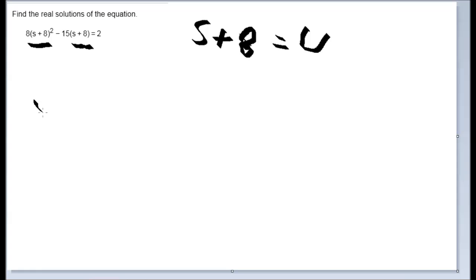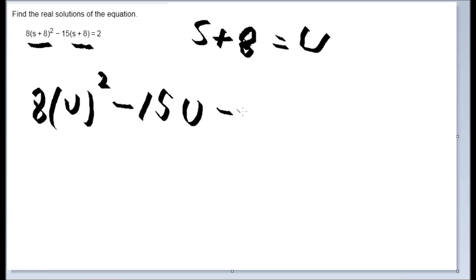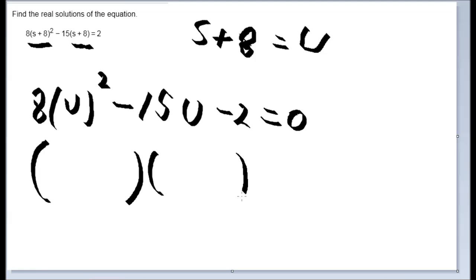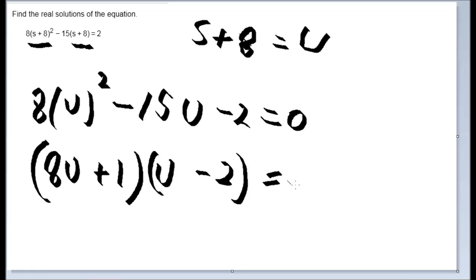Okay, so what I have here is 8 times u squared, because u is s plus 8, and then minus 15u. And I'm going to put a minus 2 here equal to 0 because I just moved the 2 to the other side. Now you can see it looks quadratic at this point, so I'll go ahead and factor it, and let's see if I can come up with a factorization that works. I'm going to have probably an 8u here and a u here, that's 8u squared. Let's go ahead and put a 2 here and a 1 here, and that makes 2. Then we'll make this one negative and this one positive, and that obviously gives me my result there.